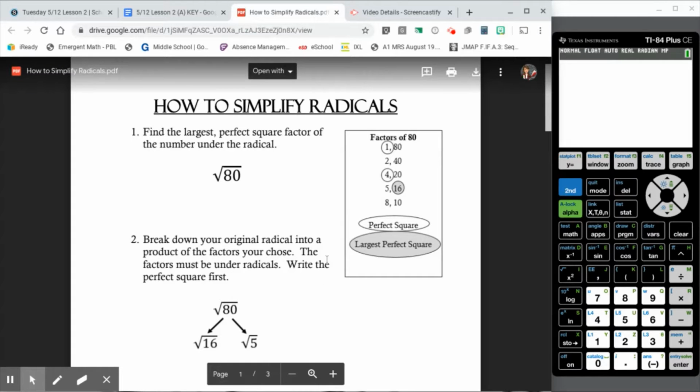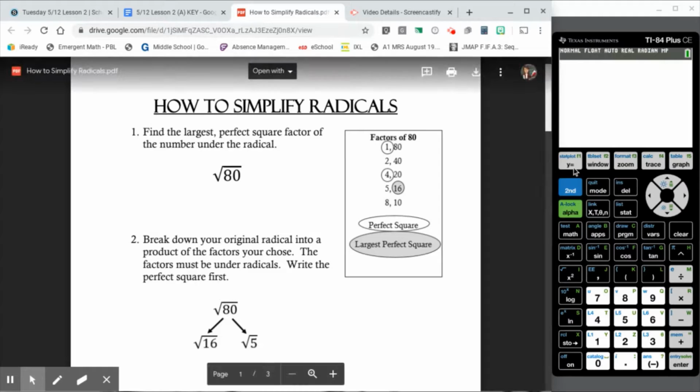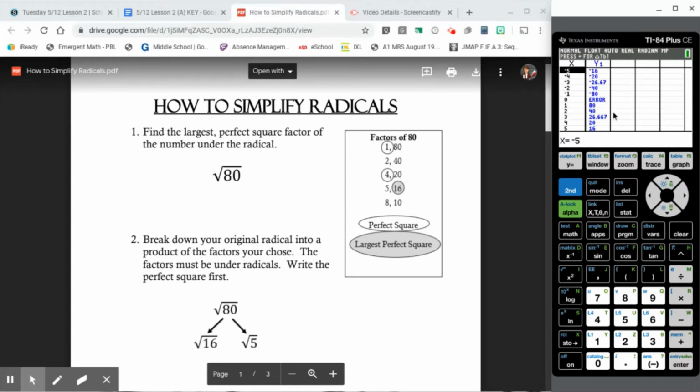Over on the right, I found my factors of 80. Now, if you struggle with factors, I showed you this trick when we learned how to factor in the first place. You go to y equals in your calculator, clear out anything that's in there, and type in the number you're trying to find factors for, which is 80, and divide that by x. Then we go to second graph, and all of the pretty whole numbers are our factors. I don't look at the negatives right now because we're not worrying about negatives. So just look at the positive factors.